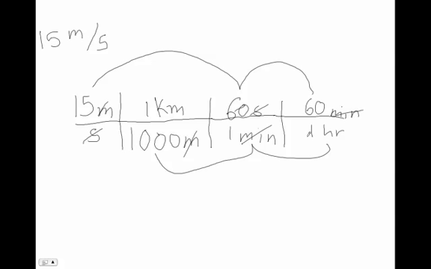So when I type it in my calculator, I hit 15 times 60 times 60, and then I divide by 1,000, divide by 1, and divide by 1. And I end up with 54 kilometers per hour.